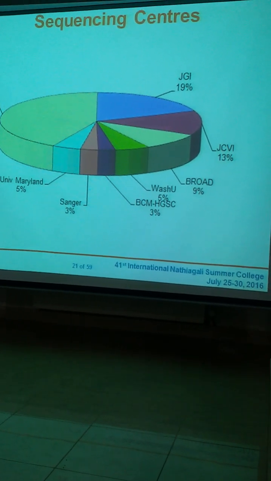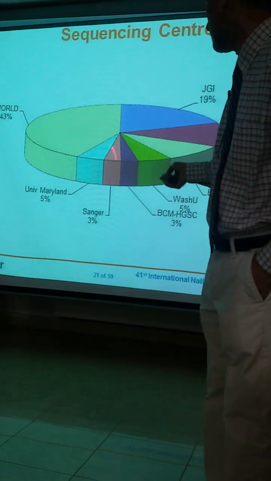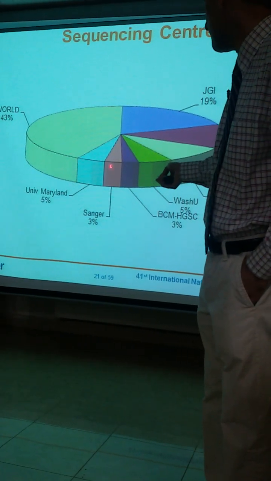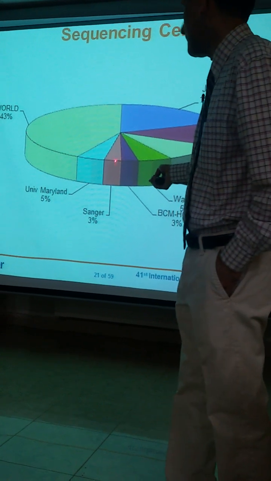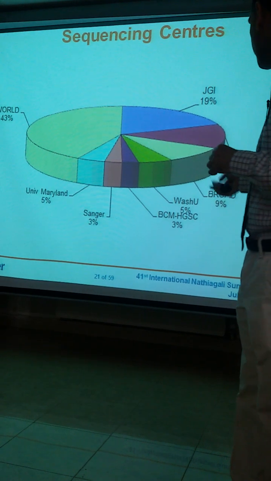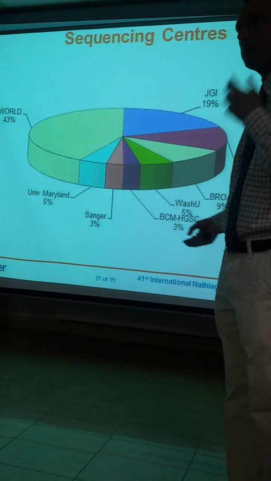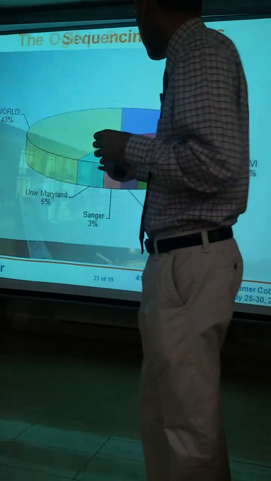This is an overview of the sequencing centers throughout the world. Sanger has about 3% of the sequencing capacity. It's actually more now because recently Illumina moved their operation to Sanger as well. And then you've got the Broad Institute, which is our main competitor in the USA. BGI is one of the largest sequencing centers in the world.